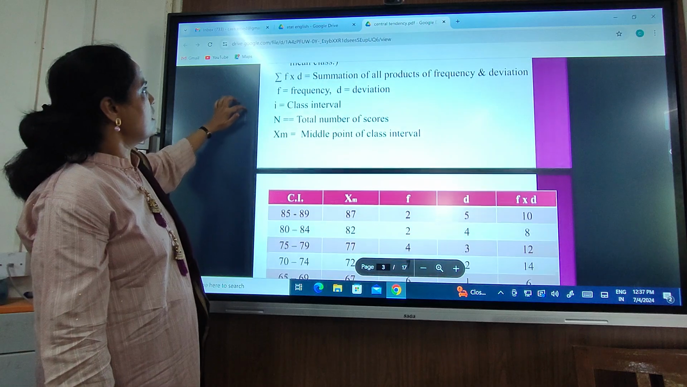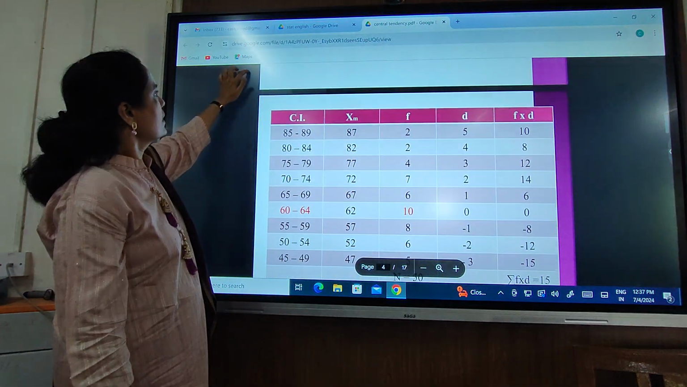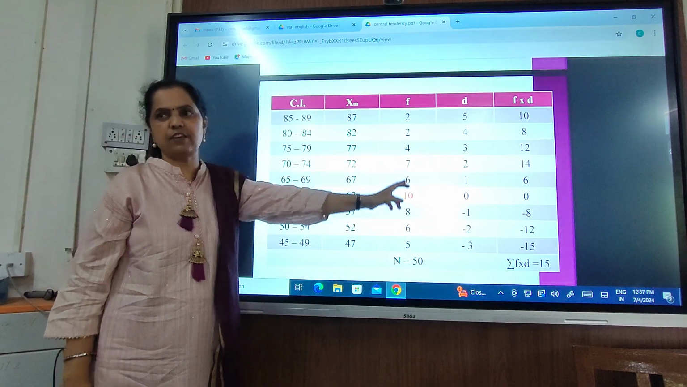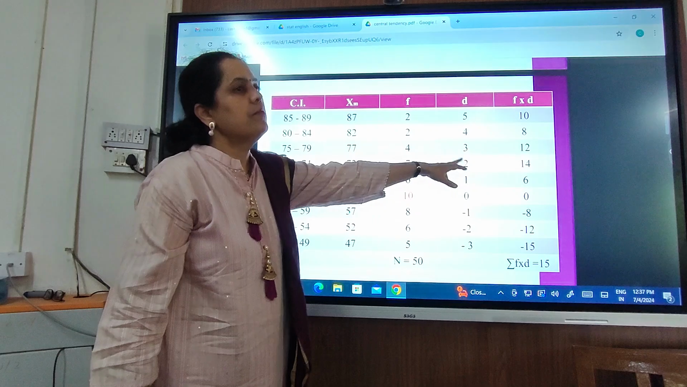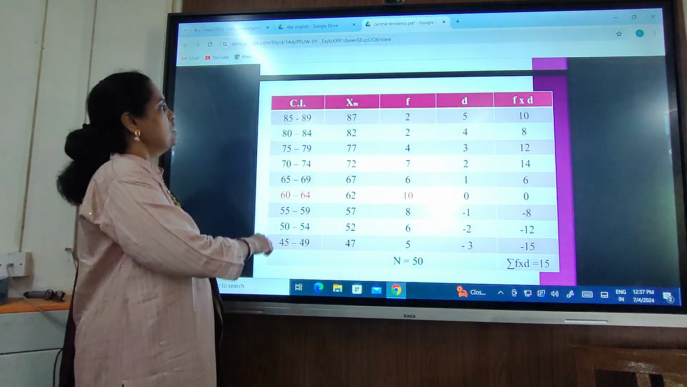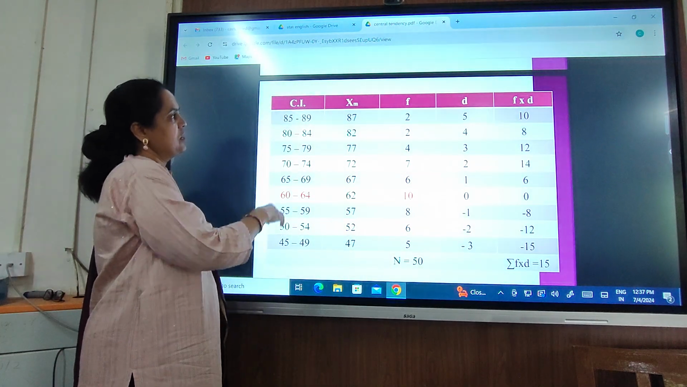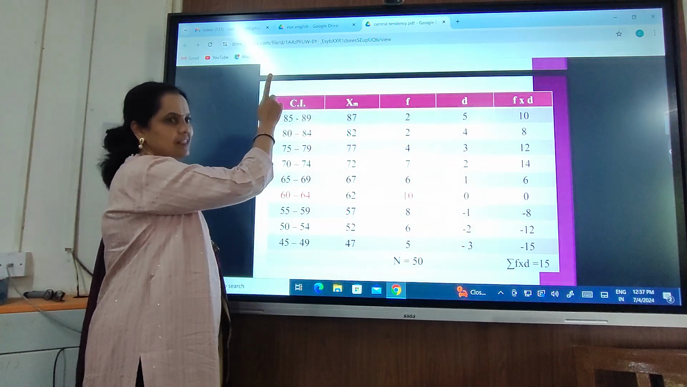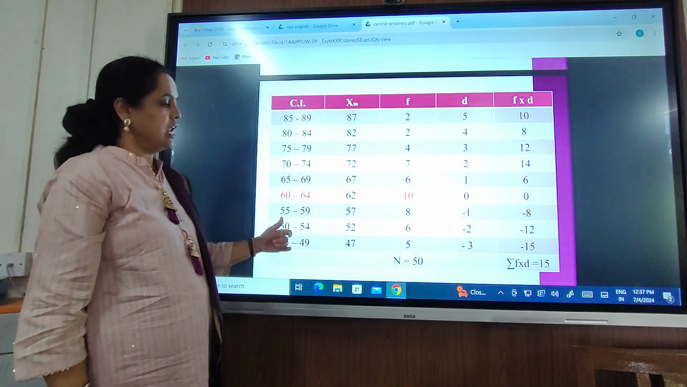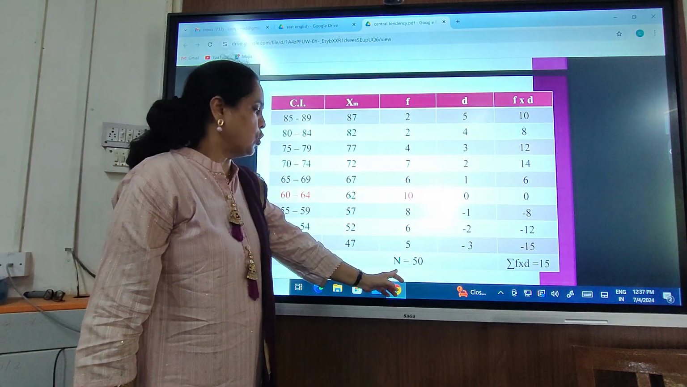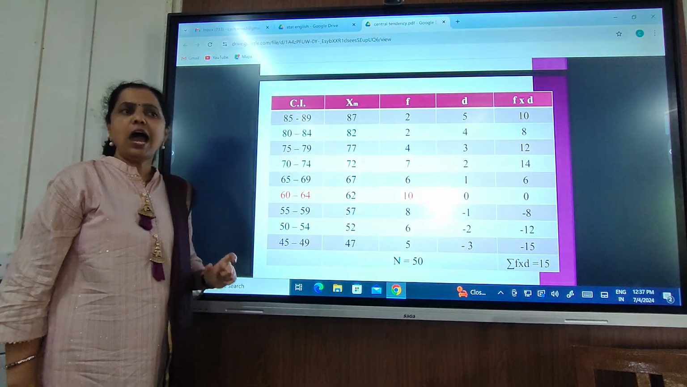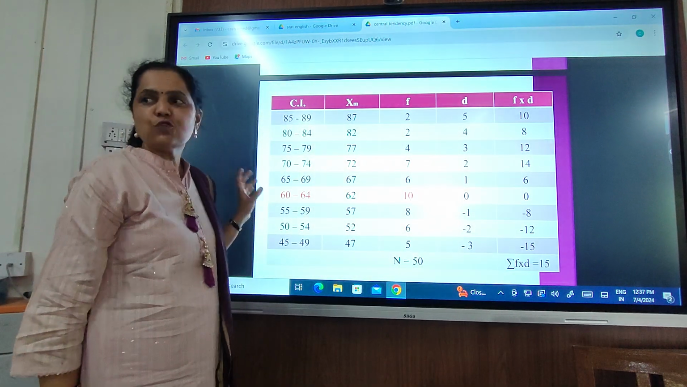Let us see one example for this. Now we will get the data as class interval and frequency only, and we have to do other functions using this given data. So class intervals are given here from 85 to 89, that is the highest class interval, and 45 to 49 is the lowest class interval, and the frequencies are given here, and the total number of scores is 50. Now how to find out the class for mean?